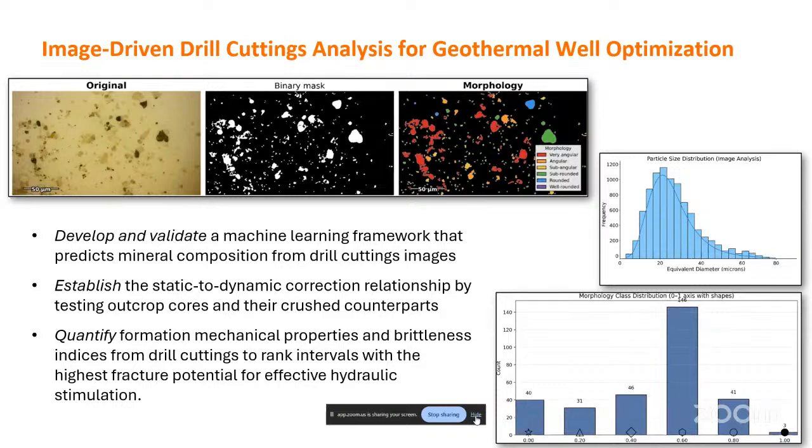And we also want to establish static to dynamic correction. That means we're going to try to do a core analysis and compare it with the drilling prediction. And lastly, quantify formation mechanical properties and brittleness to help fracture design. So that's our first project working on geothermal, and we can apply this to unconventional as well. That's where we're at right now for the first project.